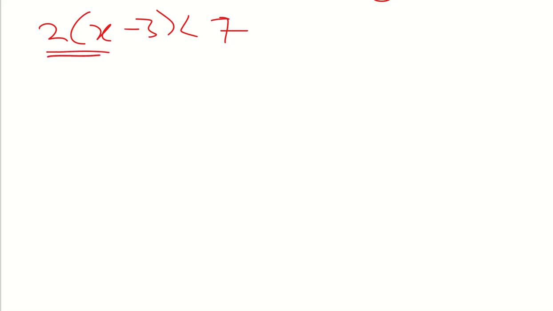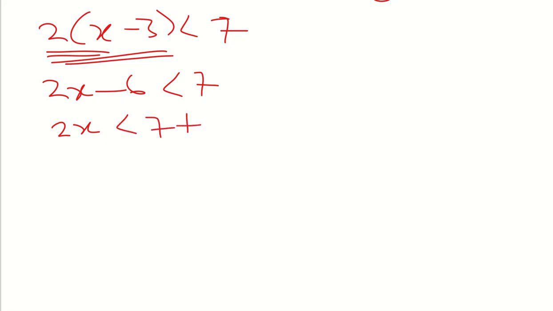2 times x we are getting 2x, then 2 times minus 3 gives minus 6, then we say less than 7. From there we are going to say 2x less than 7 plus 6. So 2x less than 7 plus 6, which is 13.